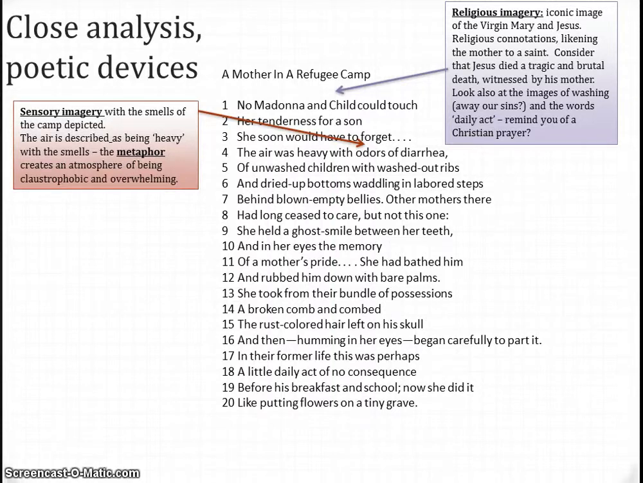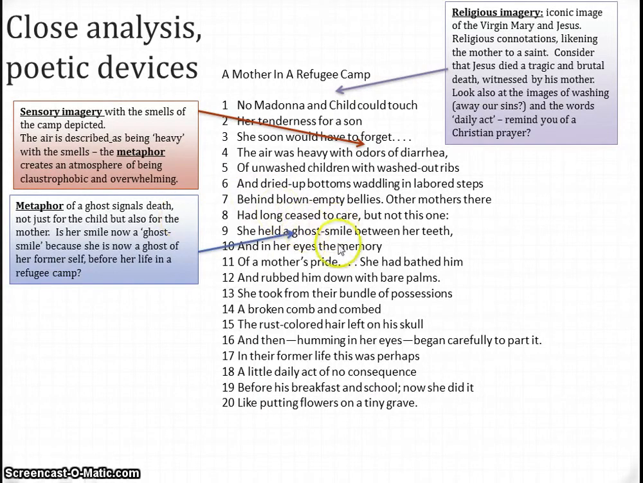We get lots of sensory imagery in the poem. Sensory imagery means imagery depicting the senses. We learn about the smells of the camp, the odours of diarrhea. The air is described as being heavy. Can you see here? This metaphor creates an atmosphere of being claustrophobic, an atmosphere that is incredibly overwhelming.